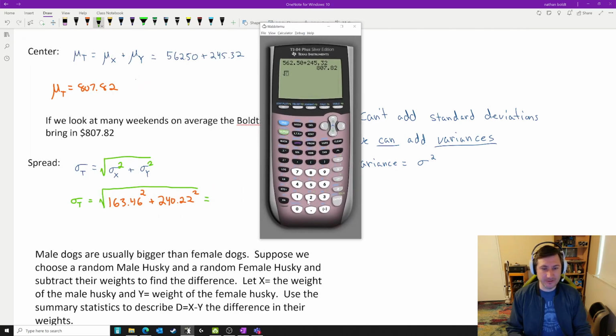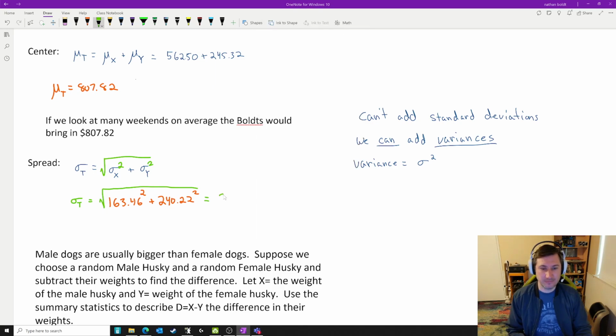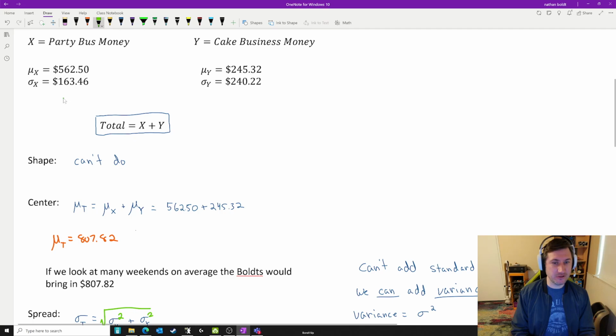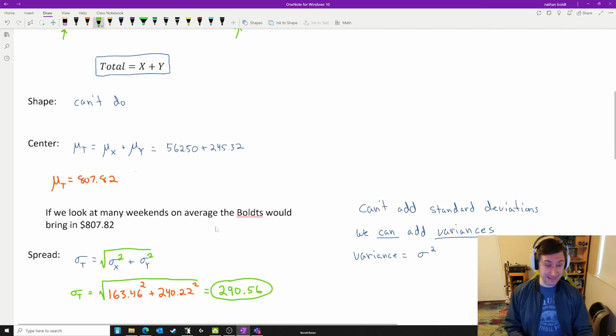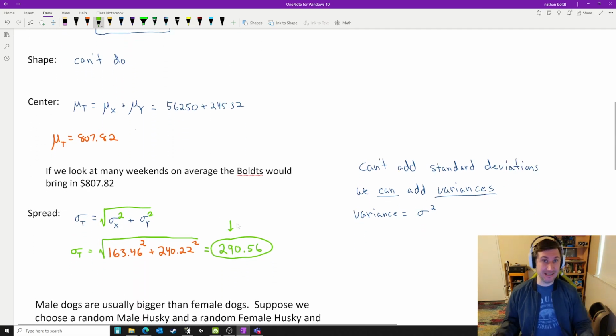All right, I'm just going to type that whole thing in: square root of 163.46 squared plus 240.22 squared. And I already put the square root in there. Hit enter, and we get 290.56. So one thing to point out here is that the standard deviation does always get bigger. This standard deviation was 163. This one was 240. After combining them, it is bigger. It is 290.